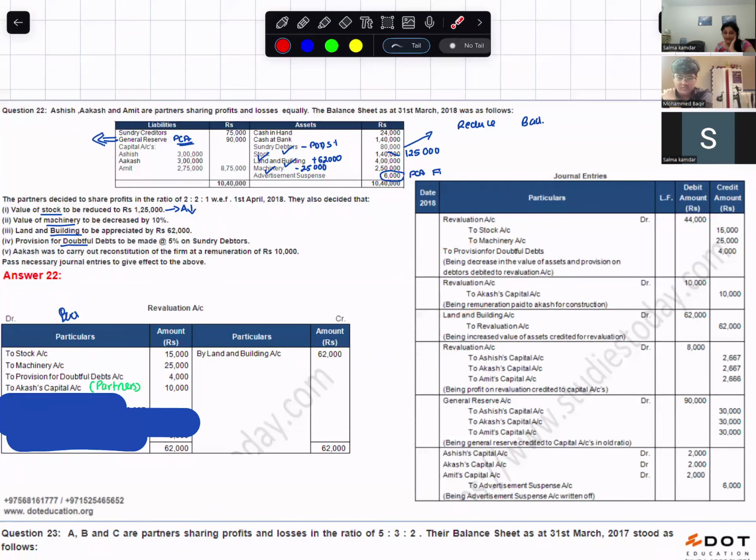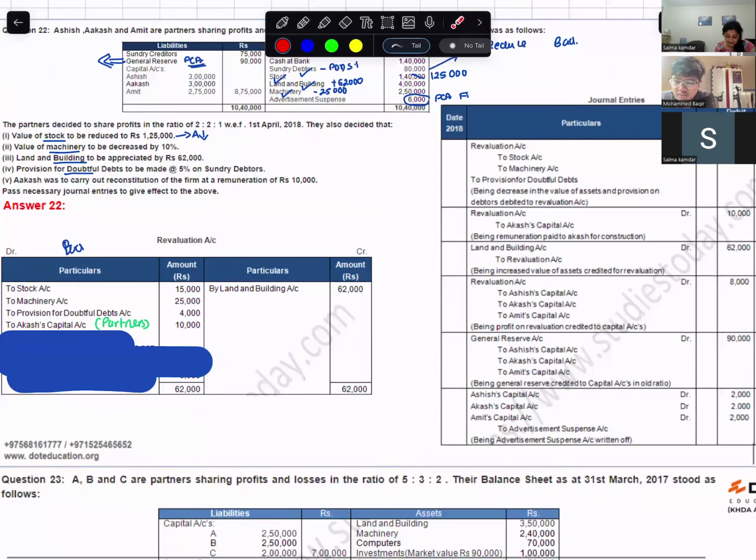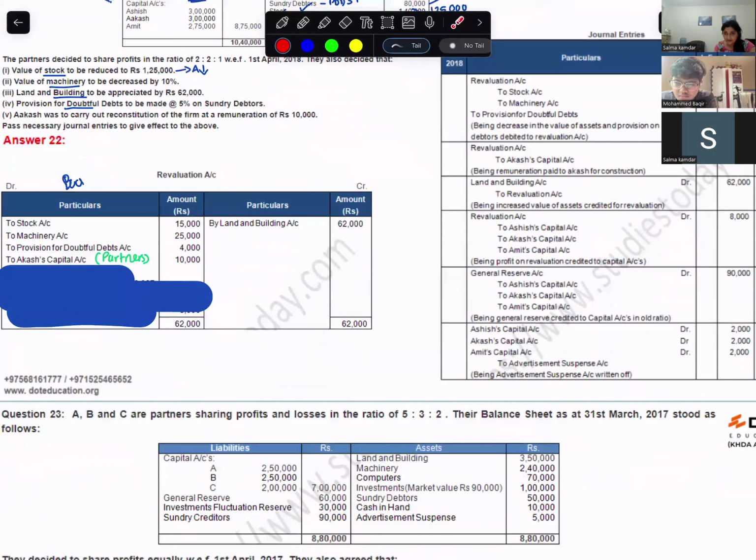Now you have to close the revaluation account and find the profit or loss on revaluation. I am closing the credit side, total is 62,000. From the 62,000, I am going to deduct 15,000, 25,000, 4,000, and 10,000. What do I get as the profit on revaluation? 8,000.